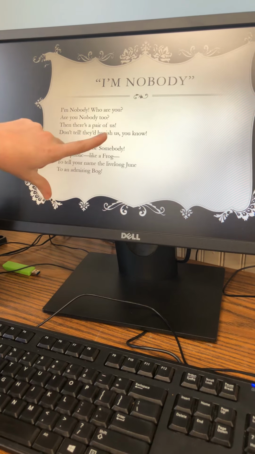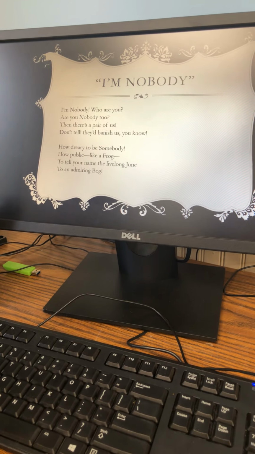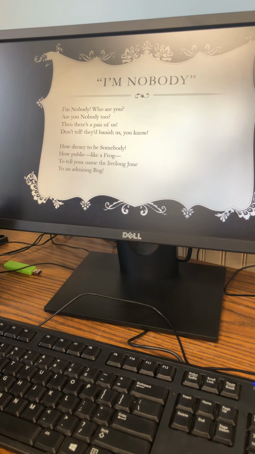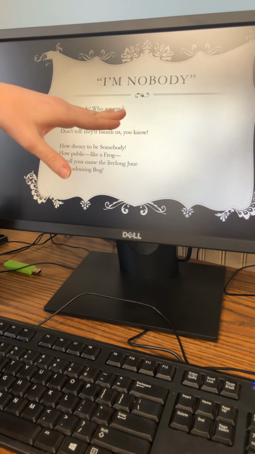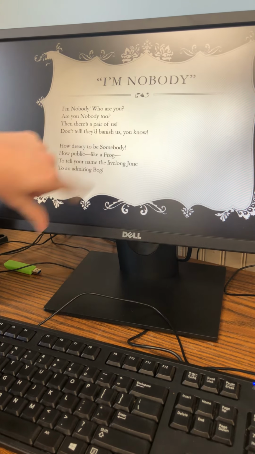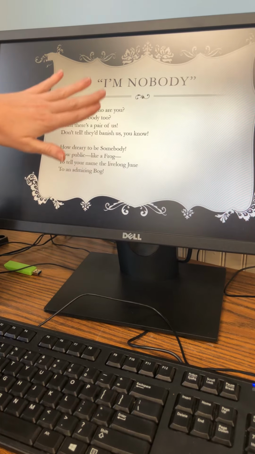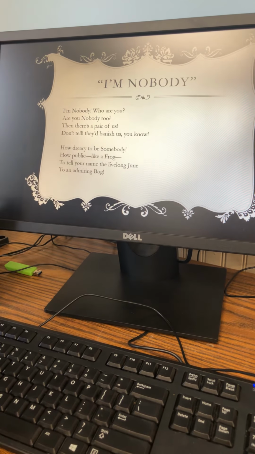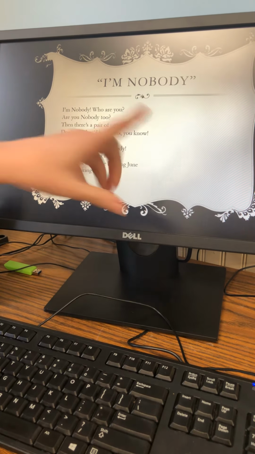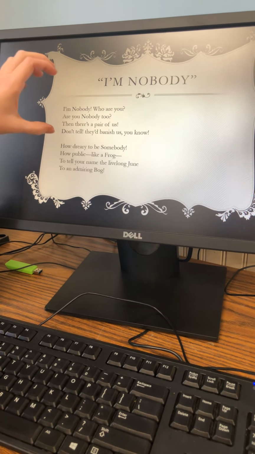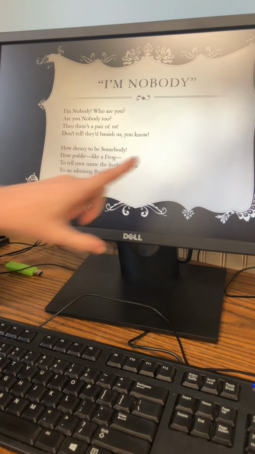Then there's a pair of us. Does us rhyme with you and two? No, so it goes to the next letter in the alphabet, which would be a B. Don't tell, they'd banish us, you know. No doesn't rhyme with you and two or us, so you would give this a C. So your rhyme scheme for this stanza would be A, B, C.